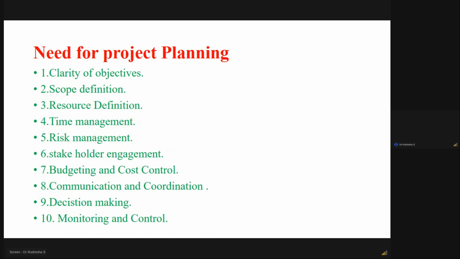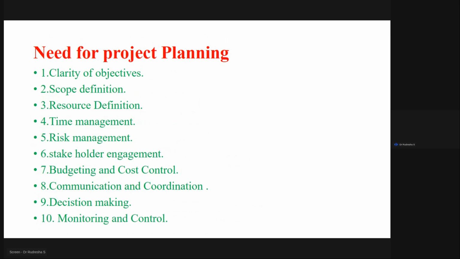Need for project planning: clarity of objectives, scope definition, resource definition, time management, risk management. See, clarity of objectives. You have good clarity in the objectives. That is clarity of objectives. Scope definition. See, you have a good scope. That is the scope definition.